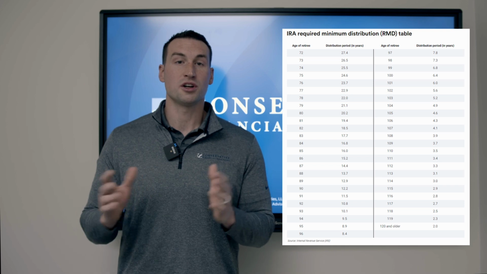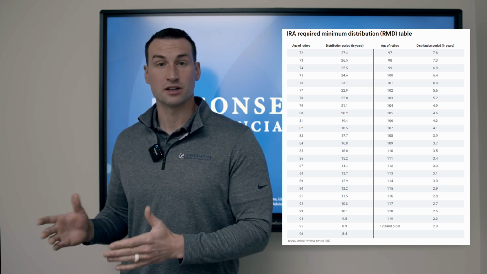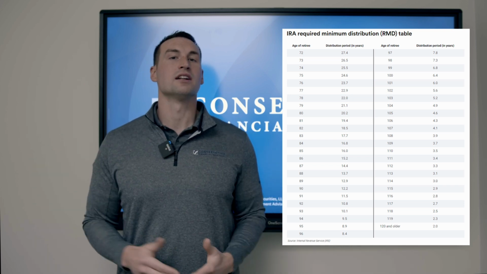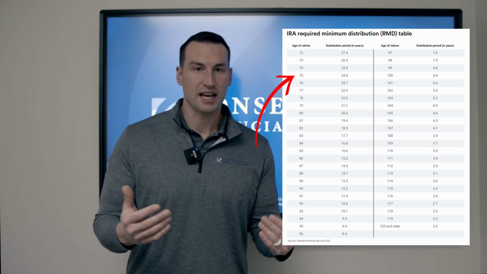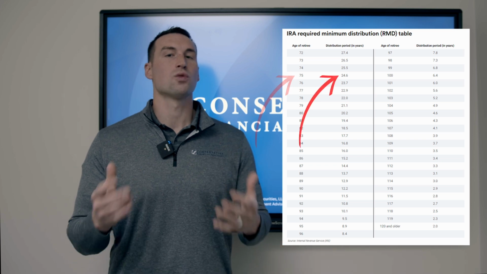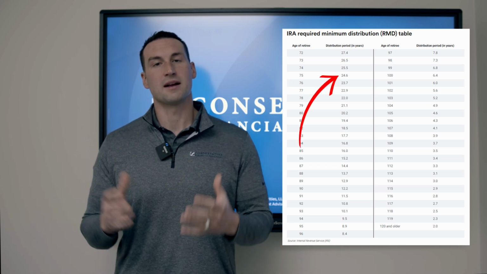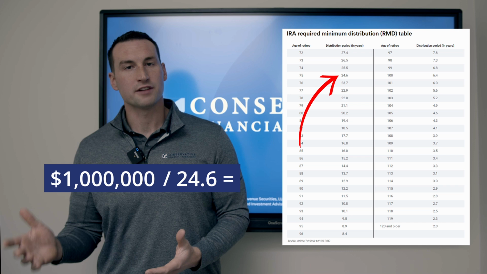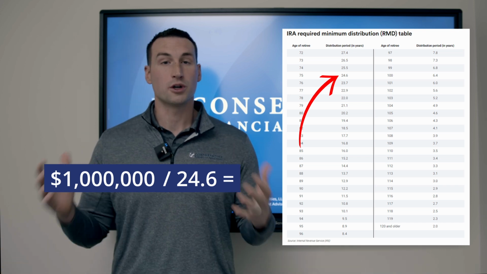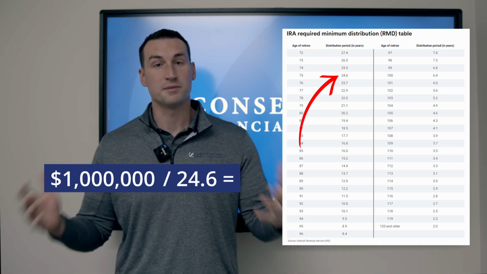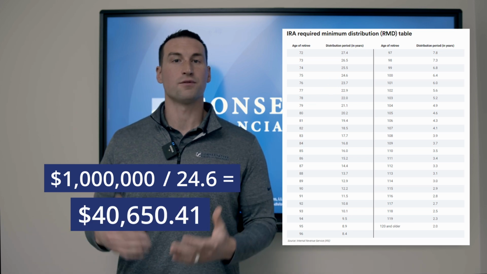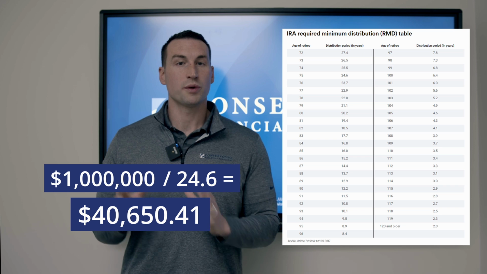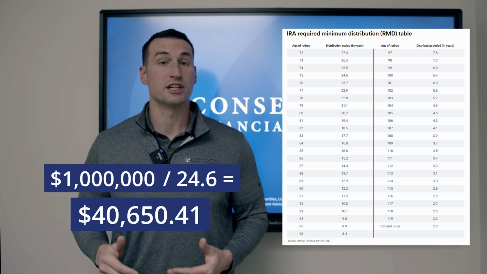Now, you need to know your age at the end of the current year. So in this case, 2024. Let's assume you would be age 75. We go to the chart and we find your age, we find your factor, it's 24.6. So you take $1 million and divide it by 24.6 and you have your required minimum distribution or RMD amount of $40,650.41. That's just your required minimum distribution for your traditional IRA.